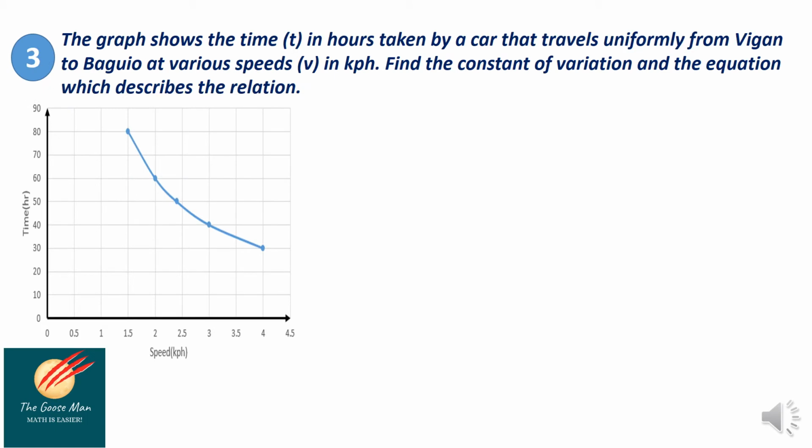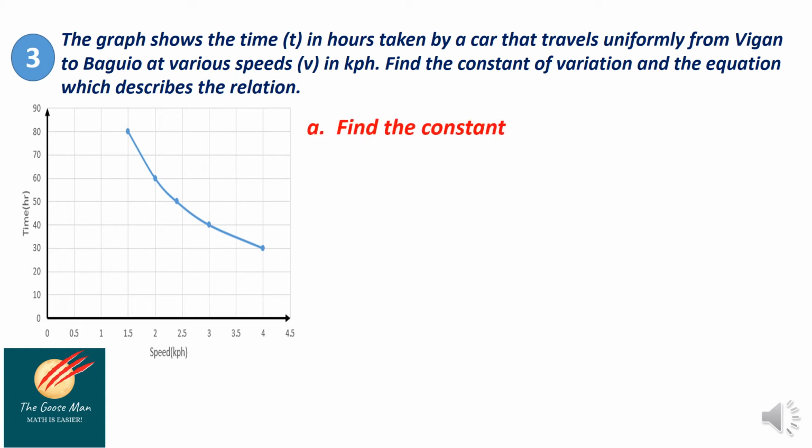Alright, so let's move on to problem number 3. The graph shows T in hours taken by a car that travels uniformly from Bigan to Baguio at various speeds B in kph, or kilometers per hour. Find the constant of variation and the equation which describe the relation.